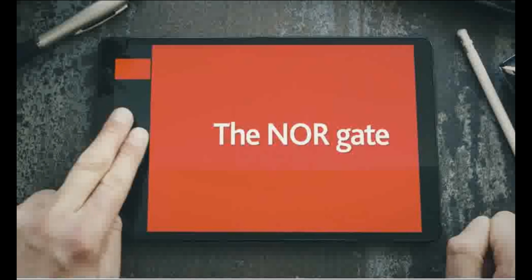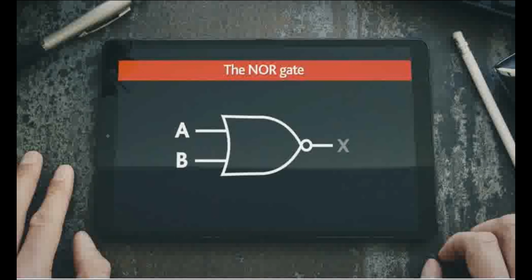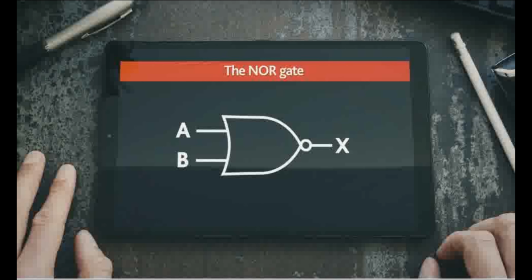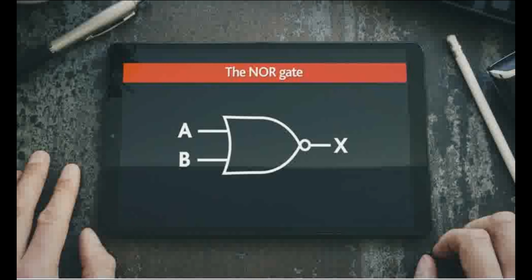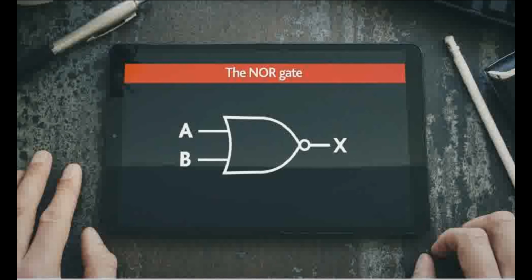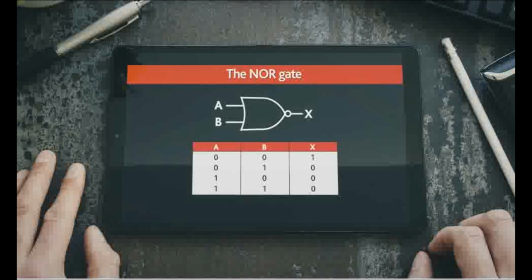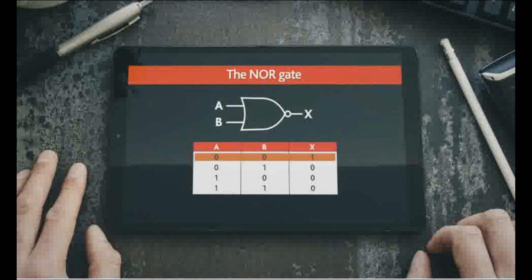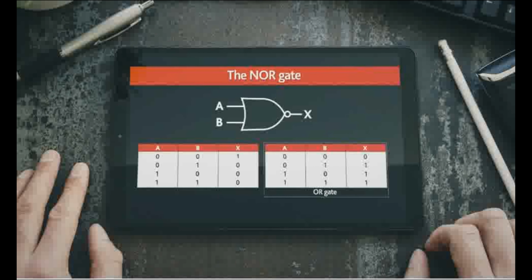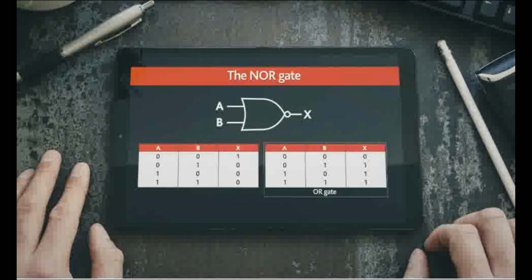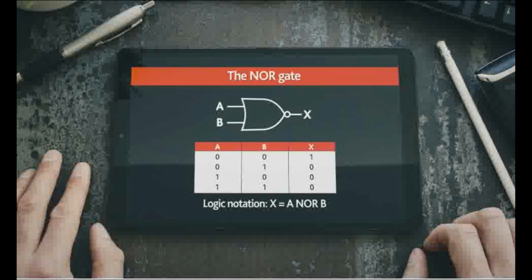Okay, next, the NOR gate. The NOR gate is an OR gate followed by a NOT gate. The output has the value false only when one or more of its inputs has the value true. Or, to put it another way, its output only has the value true when none of its inputs has the value true. This can be seen here in the truth table, where the output has the value true only where both inputs have the value false. Again, if you look back at the truth table for the OR gate, the outputs are the exact opposite to the outputs of the NOR gate. Here is the logic notation of the NOR gate.